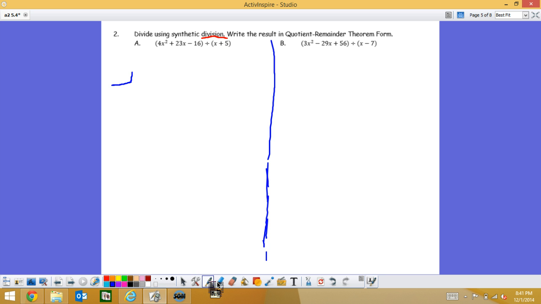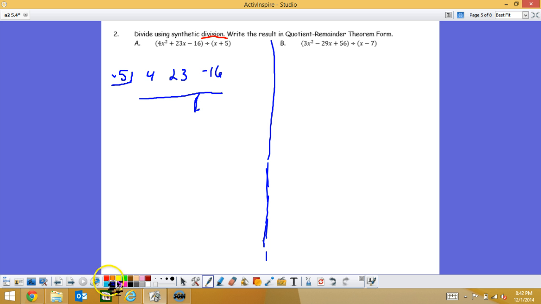Now, in this box goes the constant of our divisor, except we're going to switch the sign. So it's going to be -5. Okay? And here we're going to put the coefficients in the dividend. So here goes 4, 23, and -16. Okay? And then we're going to put a little box here, because in that box is our remainder.